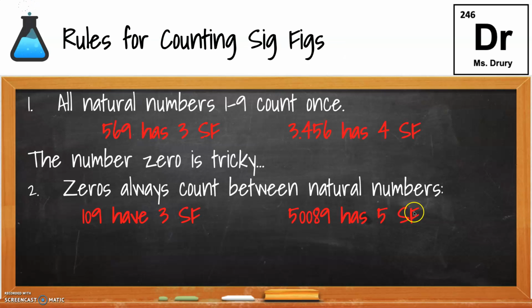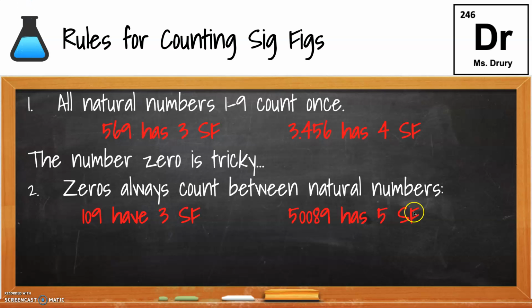So once you've read a device for how many numbers it shows, you're going to count how many numbers it really has. I know that sounds easy, but there's a 0 part that's a little tricky. So all natural numbers between 1 and 9 count once. For example, 569 has 3 sig figs, and 3.456 has 4 sig figs.